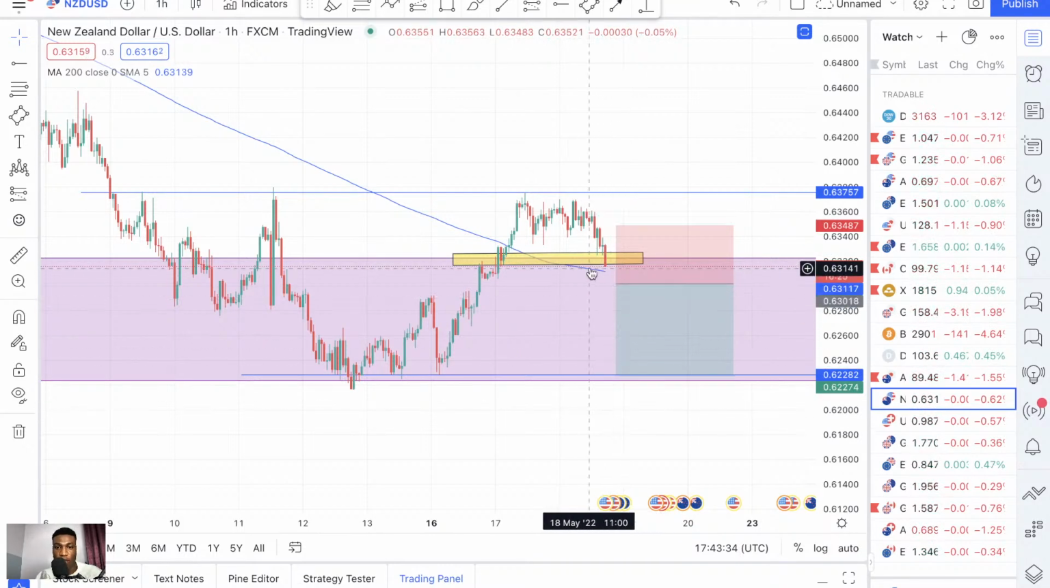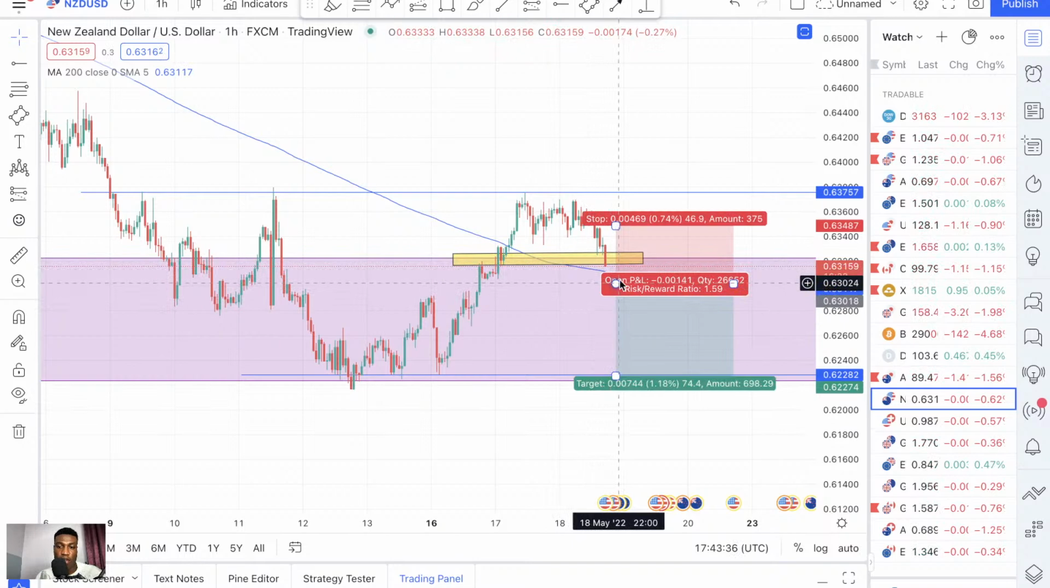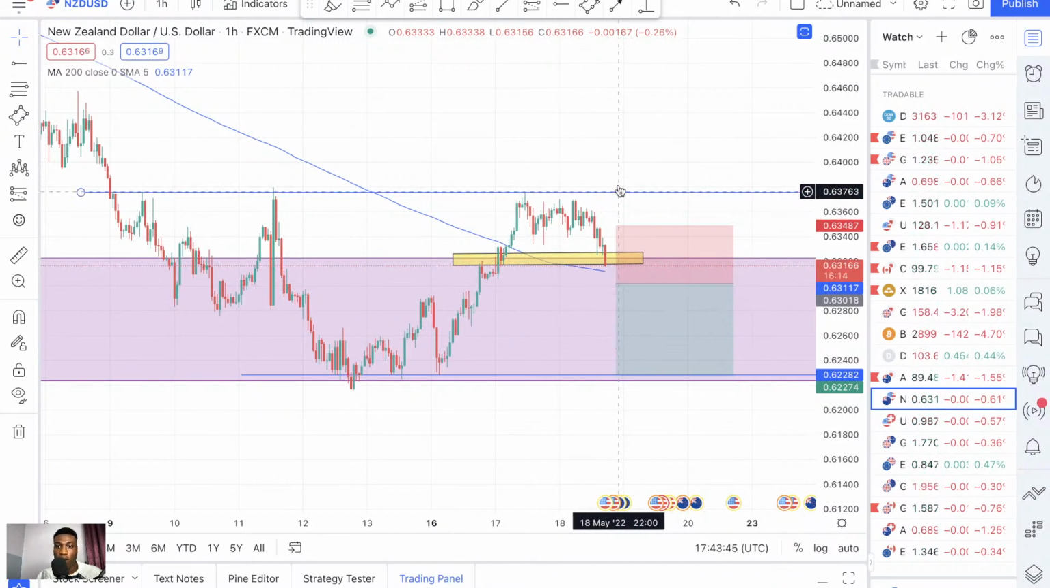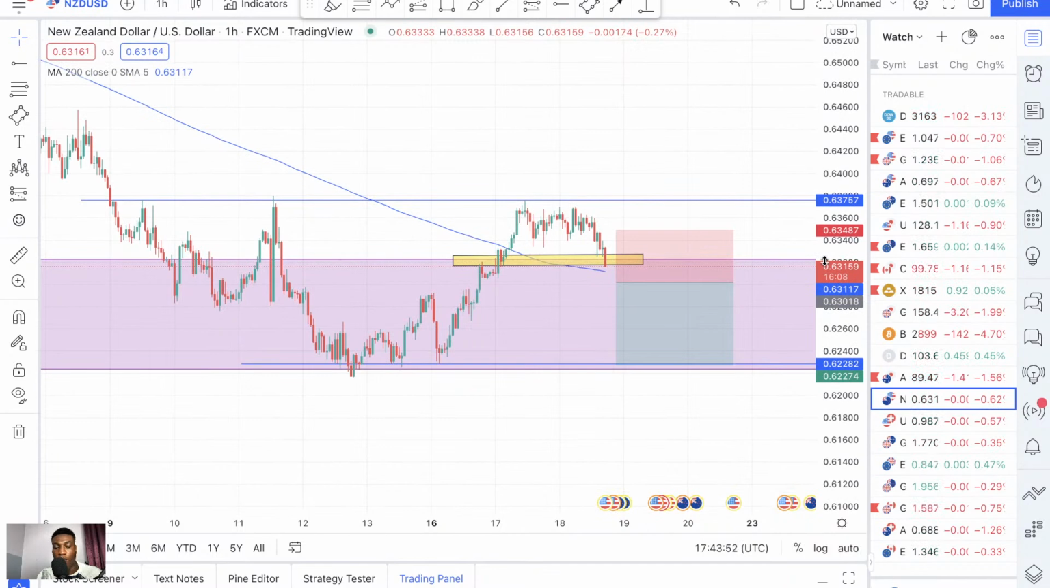But then you want to see a breakout of possible pullbacks, and a retest, and you want to see confirmations, these candlesticks that would indicate bearish momentum, and that can be your indication to go short on NZD/USD.